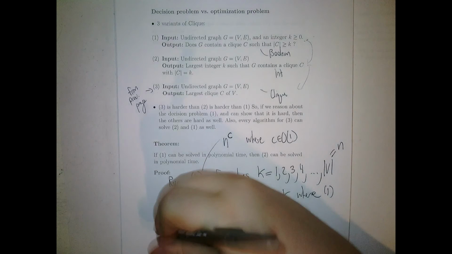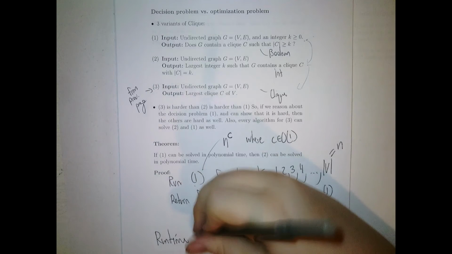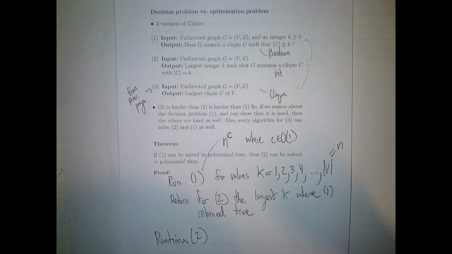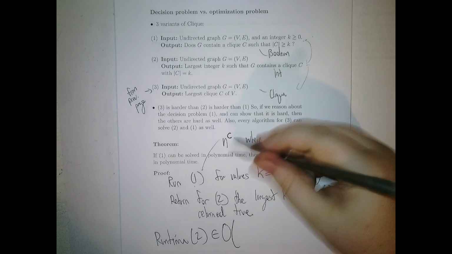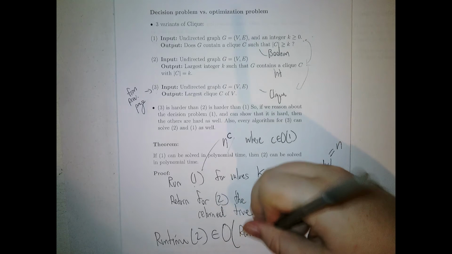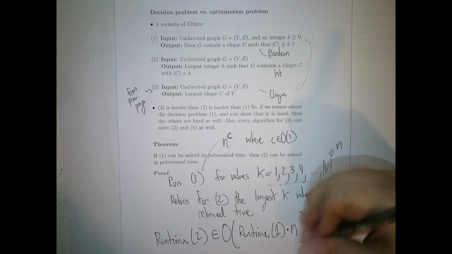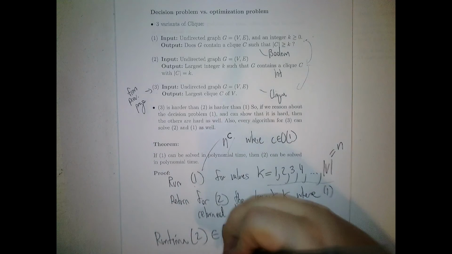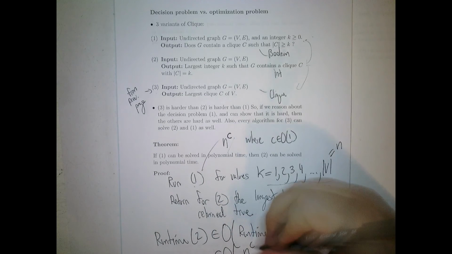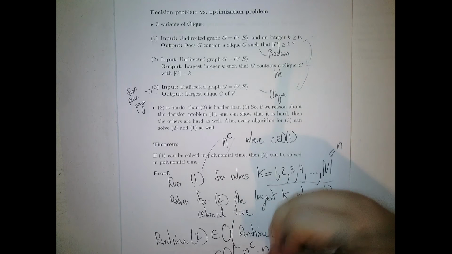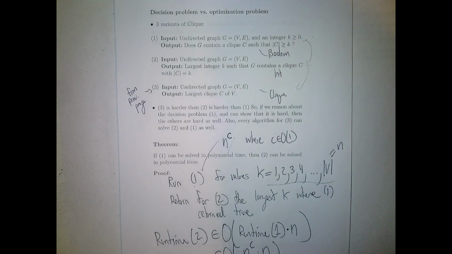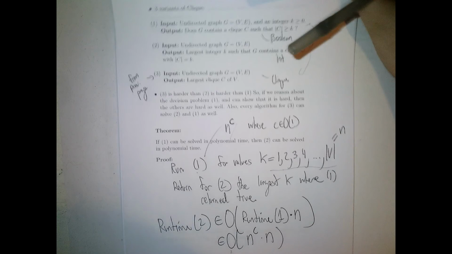That means the runtime for 2 is going to be in big O of the runtime for 1 times we run it n times, right? AKA, if this guy is n to a constant c, then we're just adding in 1 more copy of n. We're not changing it to exponential, we're just adding in 1 additional copy of n. I realize that's probably off screen. Let me slide that up. You can see it.